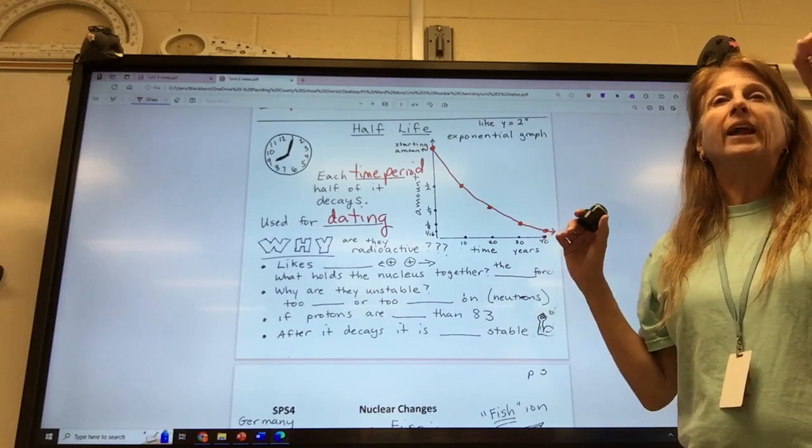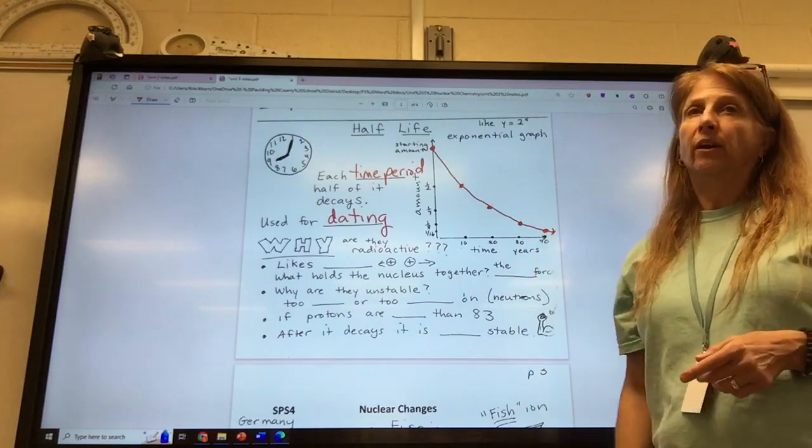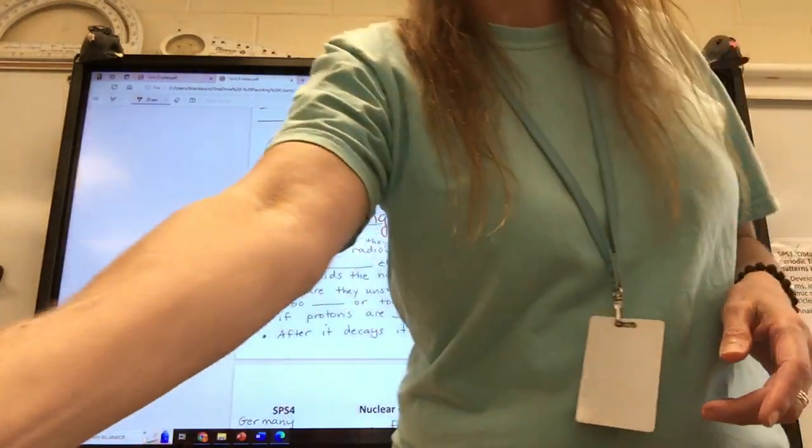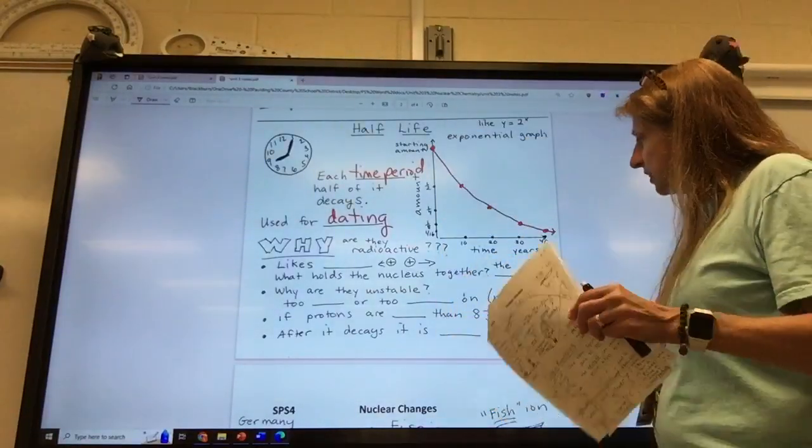And also with this, it really won't go on for infinity. Eventually you're down to one atom and it will decay and they'll all be gone. You can't take half of an atom. Does that make sense to you? So it'll eventually hit it.